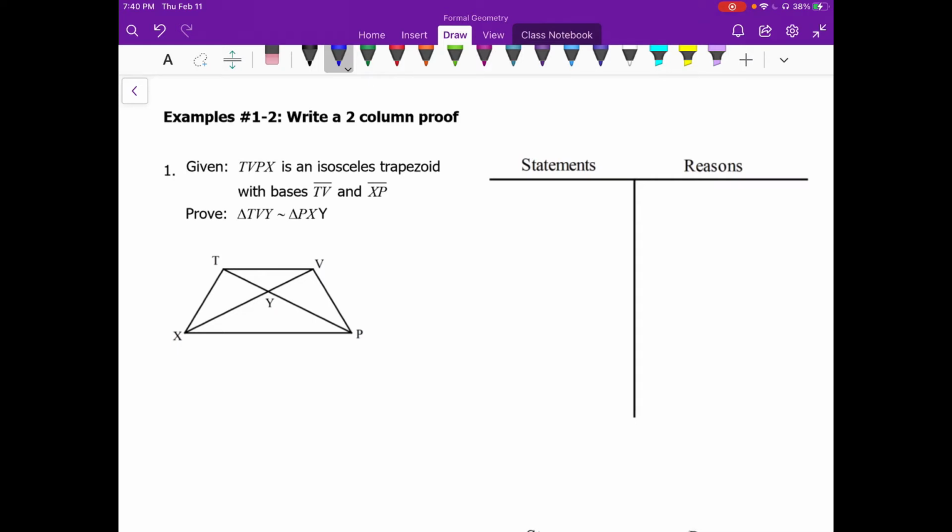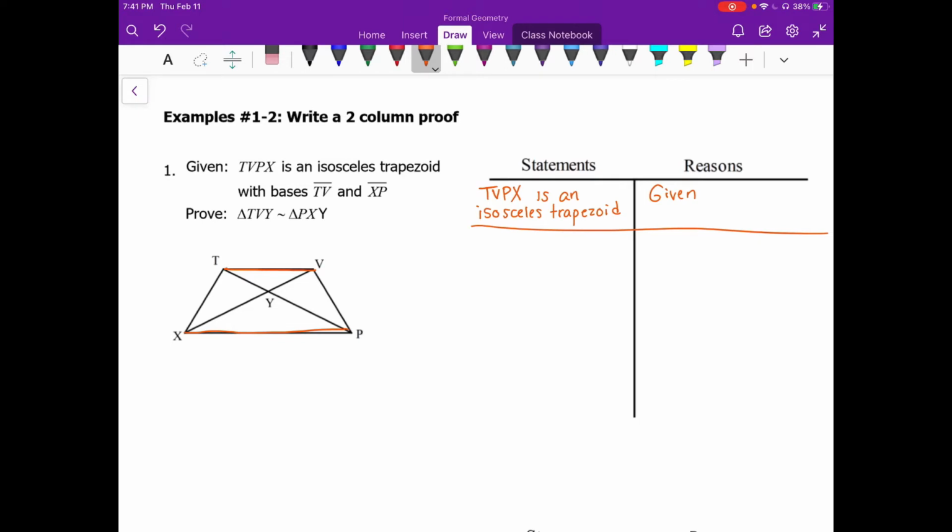So there are only 2 proofs for this section. The first proof is this one. So first things first, write down your givens. So my first given says that TVPX is an isosceles trapezoid. And that's my given. It also gives me the bases. So TV and XP are the bases of that trapezoid.